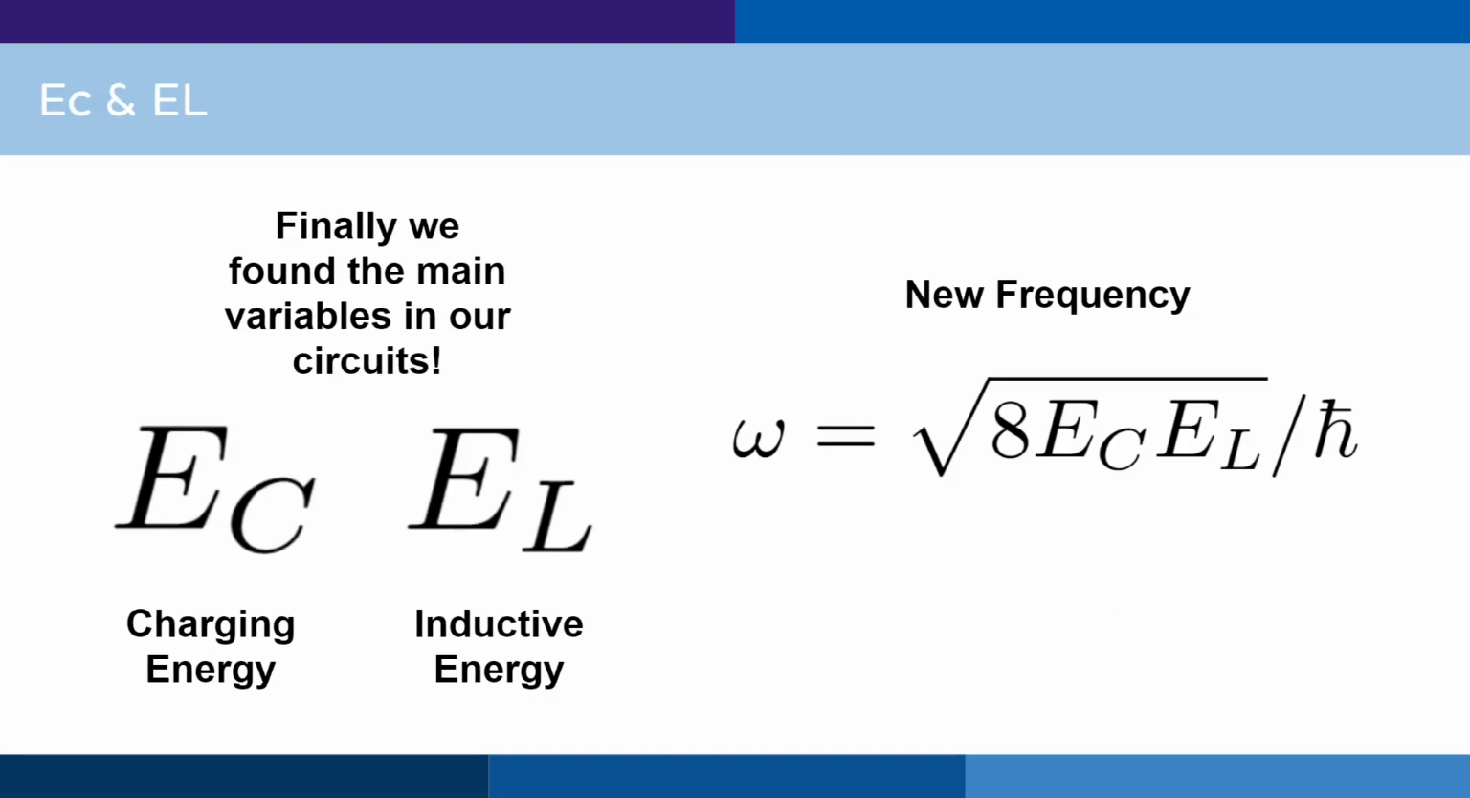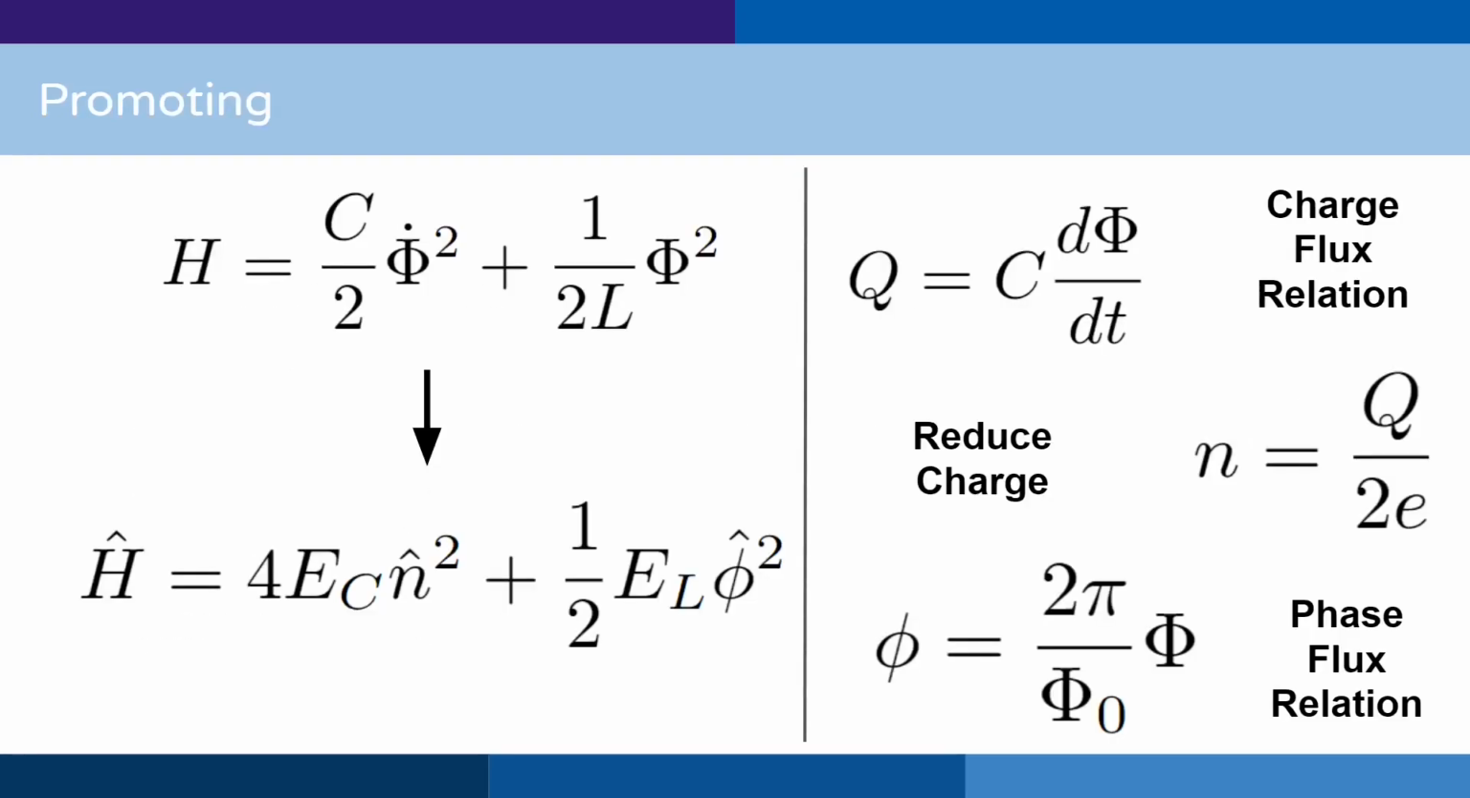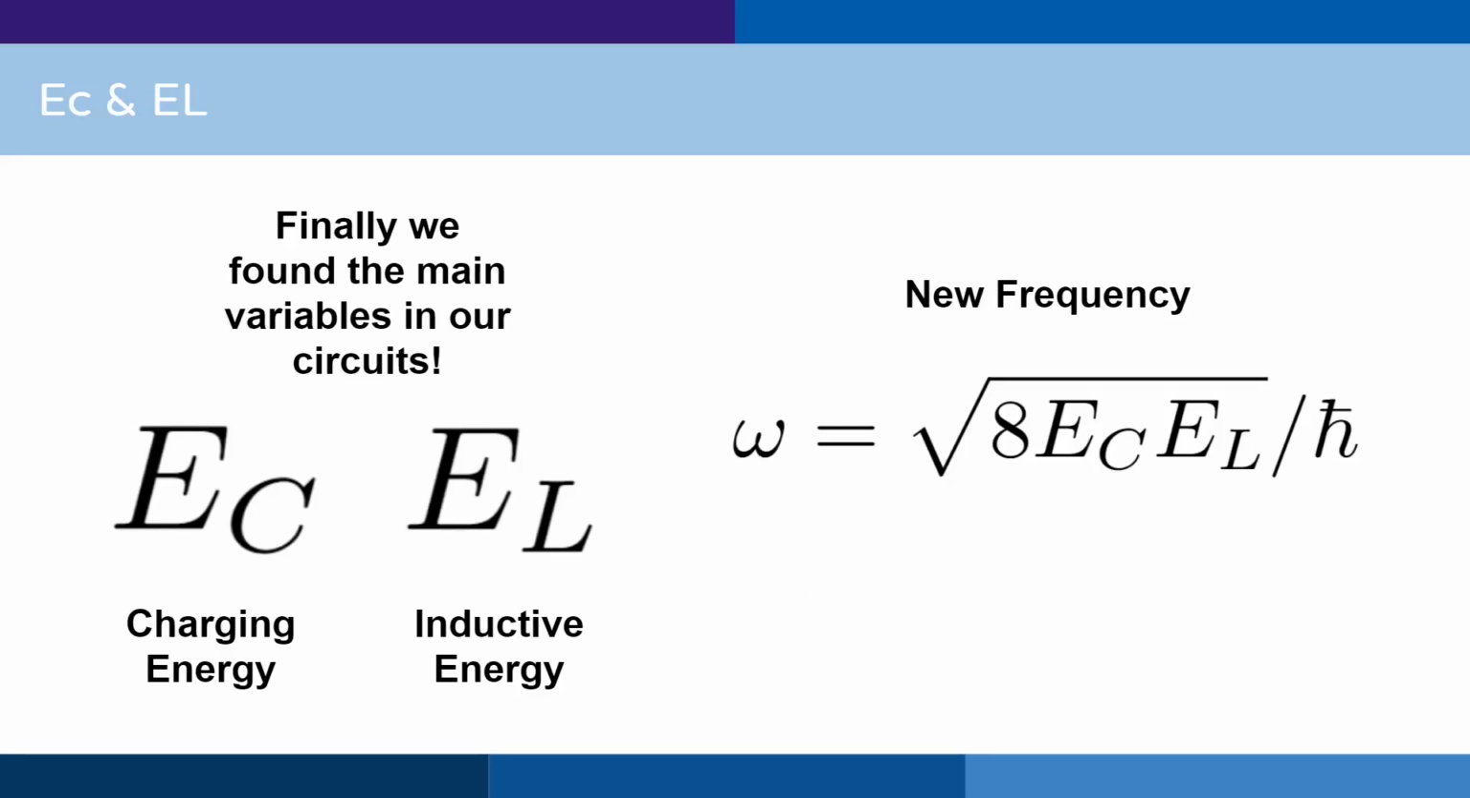And finally, as you can see before here in the equation, we have the main variables in our circuit. That are not variables, they are like constant values, that are the charging energy and the inductive energy. And the new frequency in our oscillator can be written taking into account these two other variables, that are the EC and the EL.